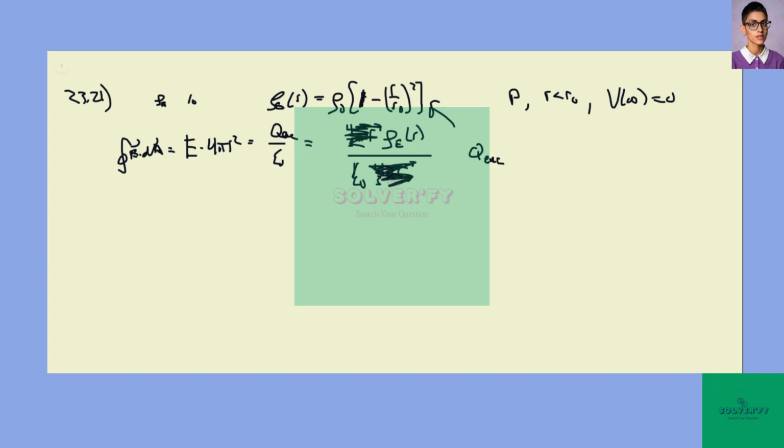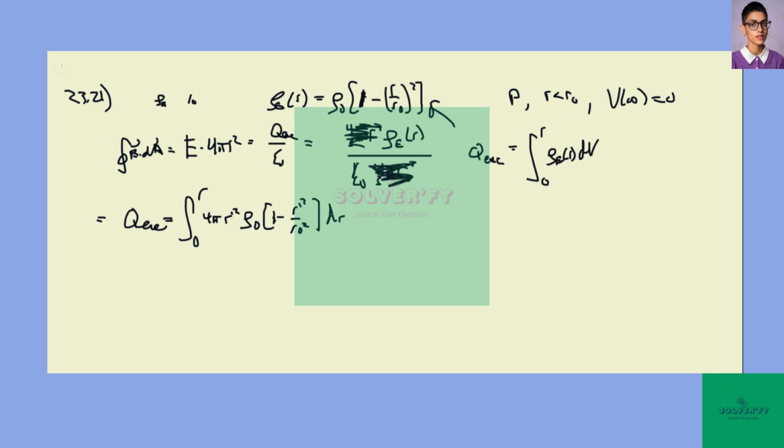So we need to calculate what the charge enclosed is, and when we don't have a constant rho e, this is given by an integral. So we want to integrate from 0 to r of rho e as a function of r, dV. Okay, so let's do that. The charge enclosed is the integral from 0 to r. If we change dV to dr, we're left with 4 pi r prime squared, and now we have rho naught times (1 minus r prime squared over r naught squared) dr.